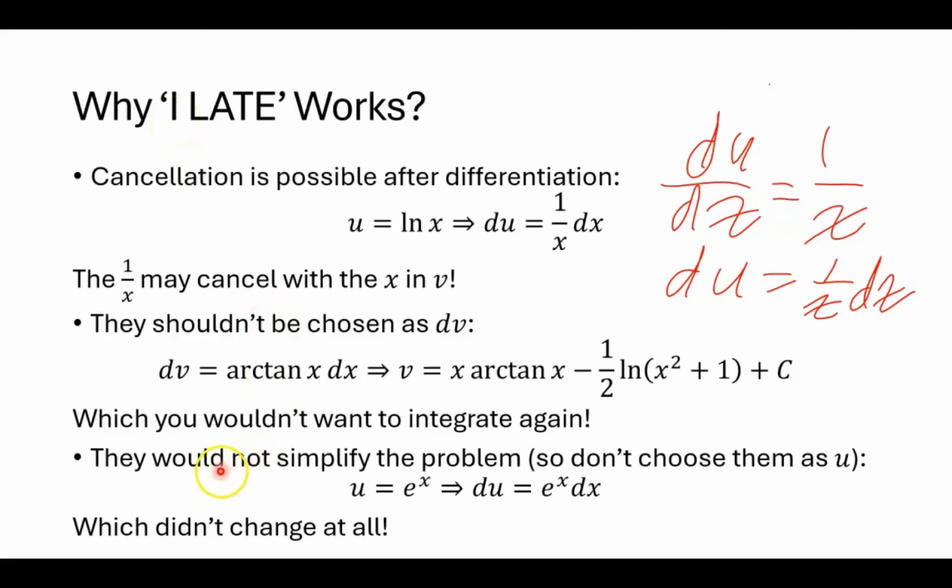And the third one, they will not simplify the problem, so don't choose them as u. This is for the T and E section. For example, exponential one, if you choose u equals e to the x, then du will be still e to the x dx. So the derivative of e to the x is still itself. As you can see, this didn't change the problem at all. So in many cases, it wouldn't simplify the problem, and you still wouldn't know how to do the integral. Don't choose them as u unless it's very special scenarios.